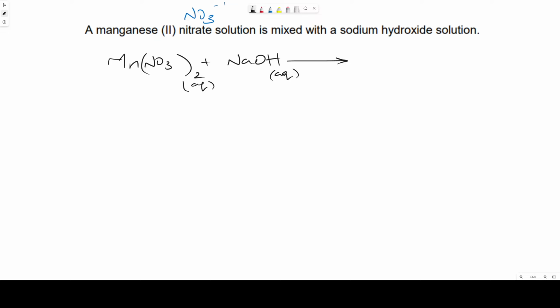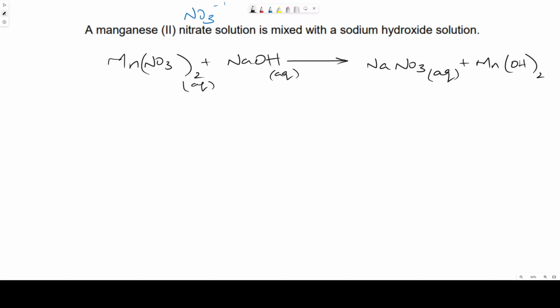Okay, so now it's going to be a simple substitution reaction. It'll become sodium nitrate, and it'll become manganese hydroxide. So NaNO3, also aqueous, plus manganese hydroxide. Now remember, this is manganese 2 nitrate over here, so the charge on manganese will remain the same, and we know the charge of OH is -1. So when you do your crossing, it'll become Mn(OH)2.